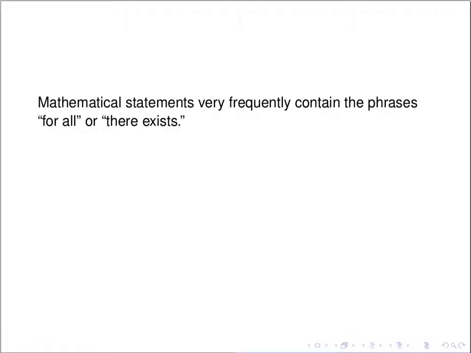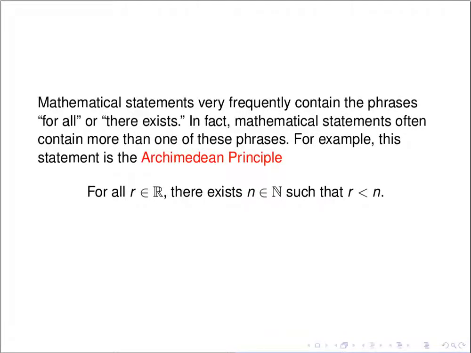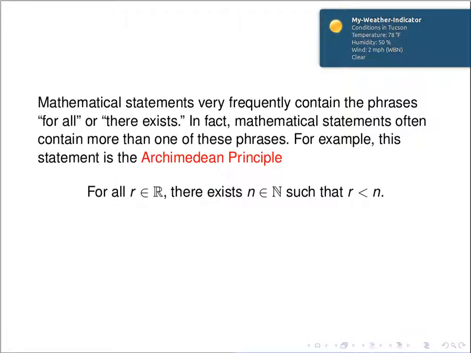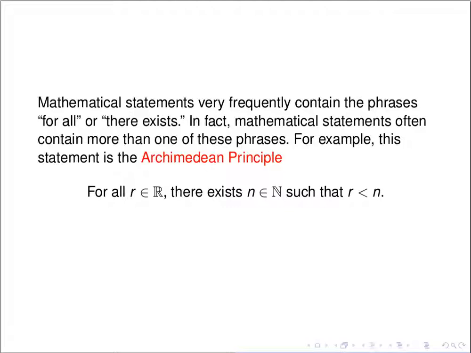Now, mathematical statements very frequently contain these phrases, for all and there exists. In fact, mathematical statements often contain more than one of these phrases. So for example, this statement is known as the Archimedean Principle. For all r in the real numbers, there exists an n in the natural numbers such that r is less than n. So you can see this statement contains both the phrase for all and the phrase there exists.